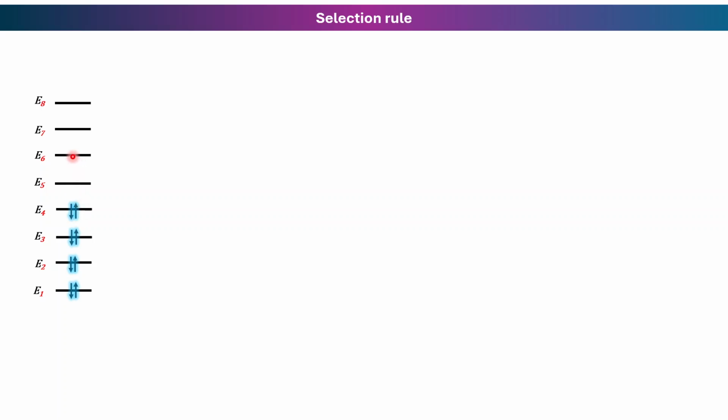We cannot directly excite to E6. We can only excite in a discrete manner. We cannot excite E4 directly to E6. That is called overtone, but it is not allowed in some spectroscopy. In electronic spectroscopy, it is only allowed in discrete steps of one. Only in a step of one will they excite, and only in a step of one will they relax. The other steps are not allowed. This rule is called the selection rule.